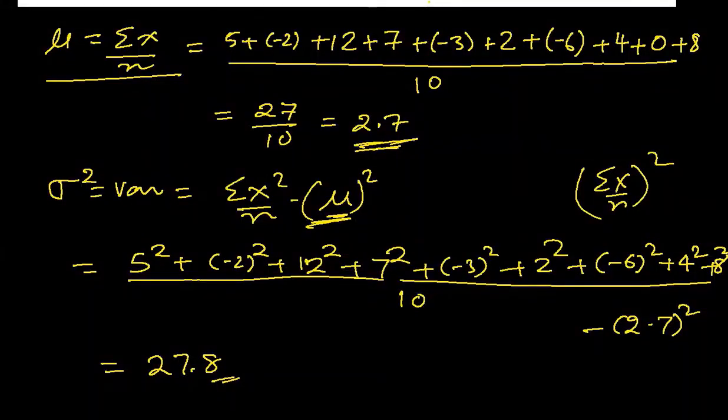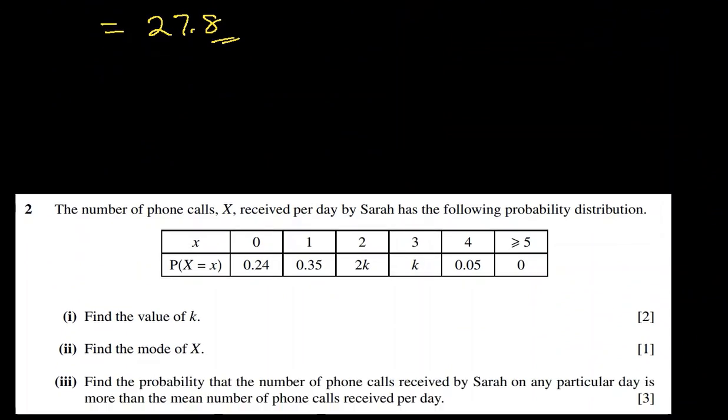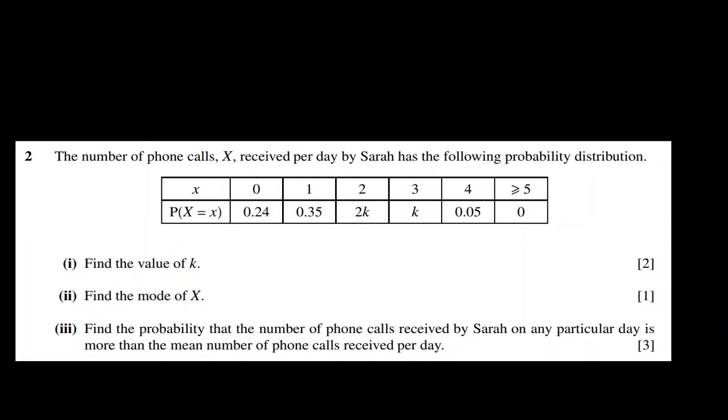Let's move on to question 2. The number of phone calls X received per day by Sarah has the following probability distribution. Okay, this is the probability distribution table. Find the value of K. So we know that the sum of all the probabilities of any distribution is equal to 1. So this is what we'll do now. We'll write 0.24, which is the first one, and so on. We'll keep on adding all of them and we'll find the value of K.